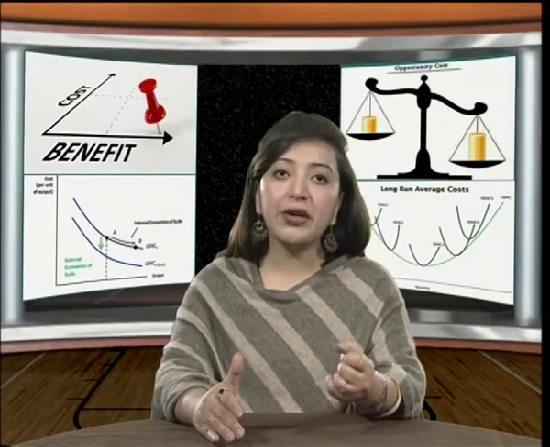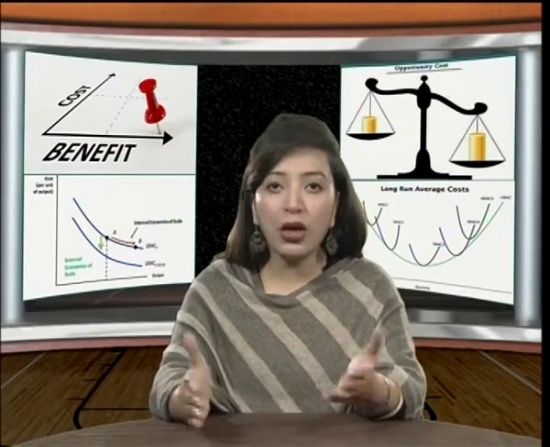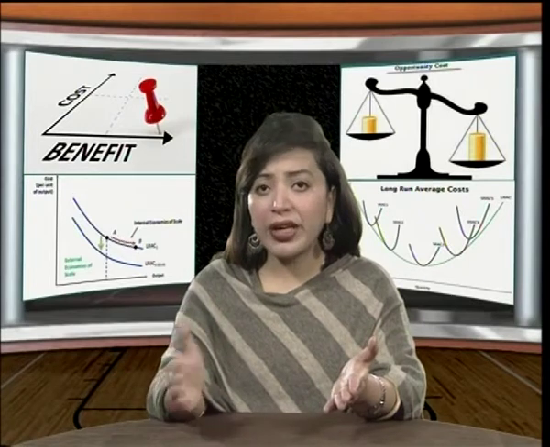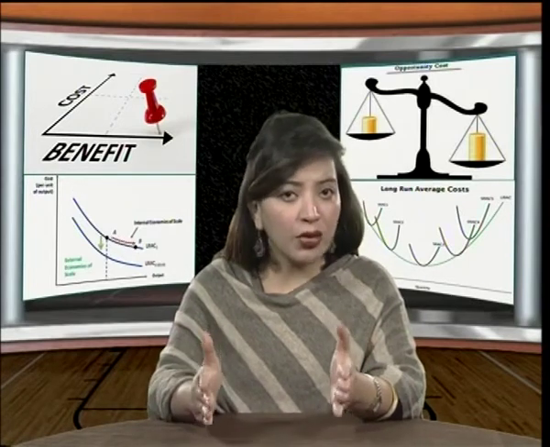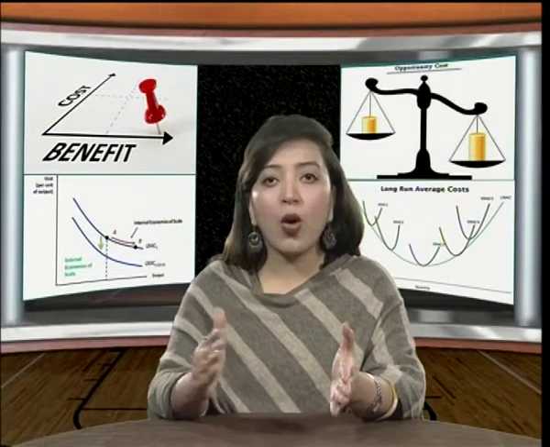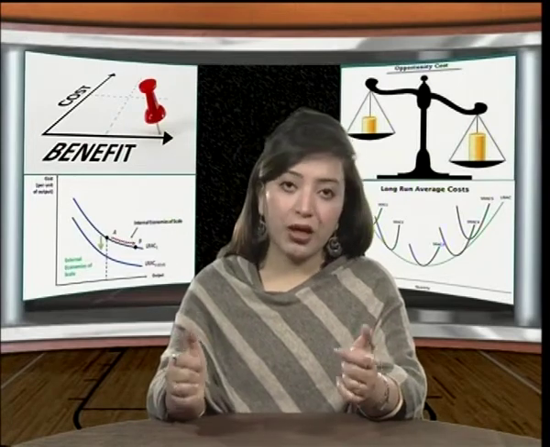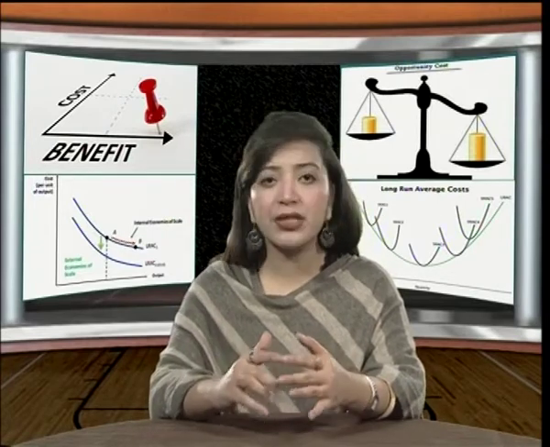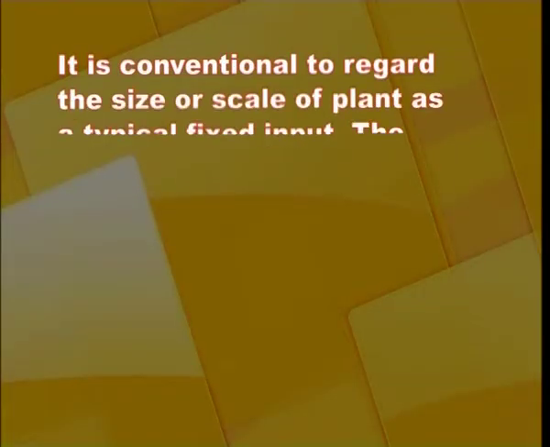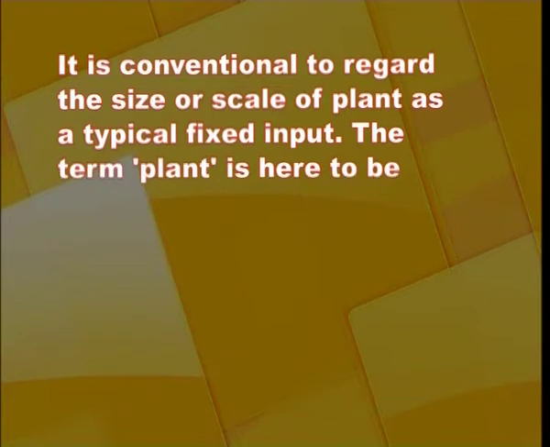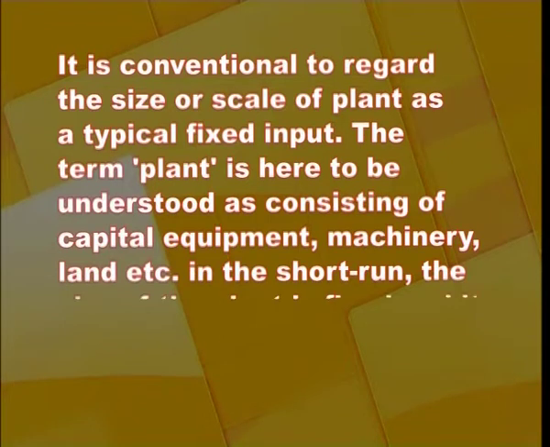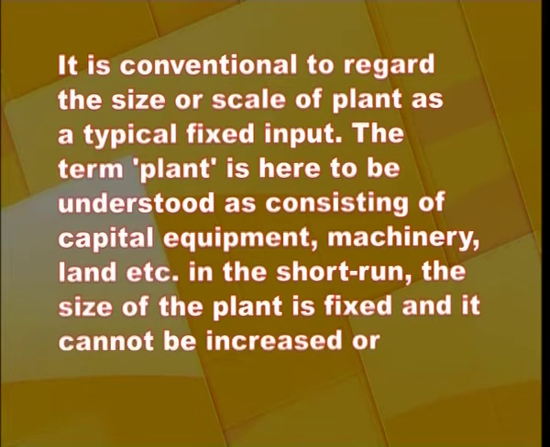The long run is a period of time during which the firm can vary all its inputs. In the short run, some inputs are fixed and others are varied to increase the level of output. In the long run, none of the factors is fixed and all can be varied to expand output. The long run production function has therefore no fixed factors and the firm has no fixed cost in the long run. It is conventional to regard the size or scale of plant as a typical fixed input. The term plant is here to be understood as consisting of capital, equipment, machinery, land, etc.